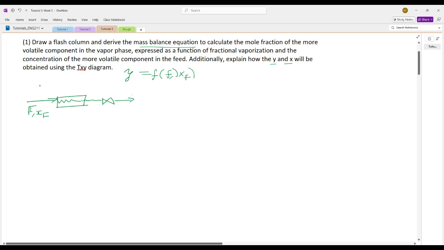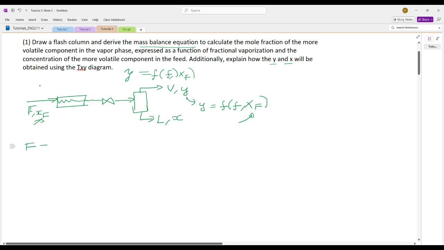Then you pass the resulting two-phase mixture into a flash drum. Let's call the top product V and the bottom product L, the mole fraction of the more volatile component in the vapor as y, and in the liquid as x. All I ask you to derive is some function which looks like this: y is equal to a function of fractional vaporization f, comma xF. xF is the mole fraction of the more volatile component in the feed, which is here. So how do we do that?